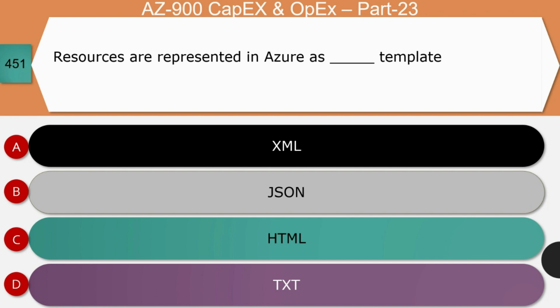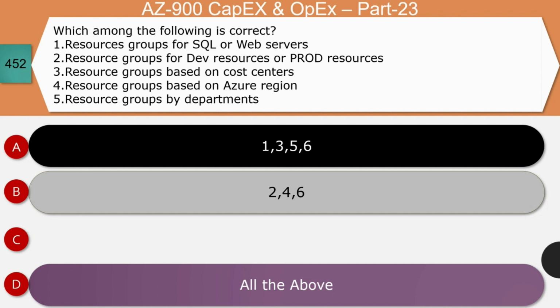Is it XML, JSON, HTML or text? The right answer for this question is JSON. JSON file format is extensively used to define a resource or the Azure resource management template. And so JSON is the right answer for this question.